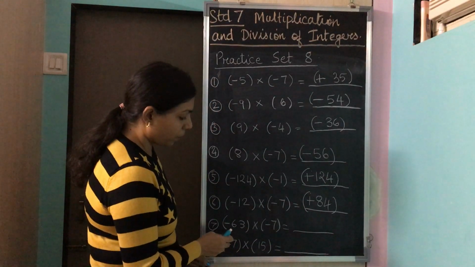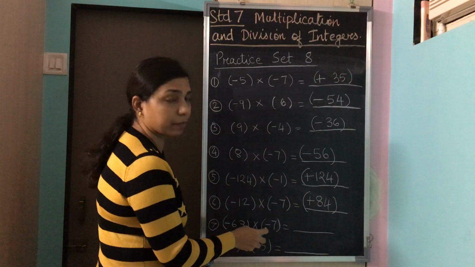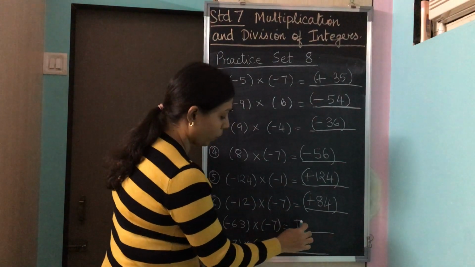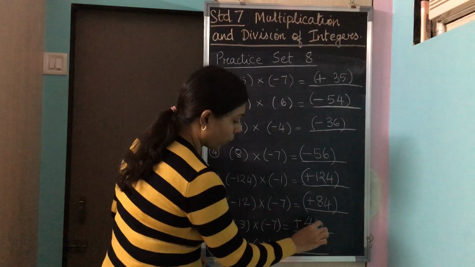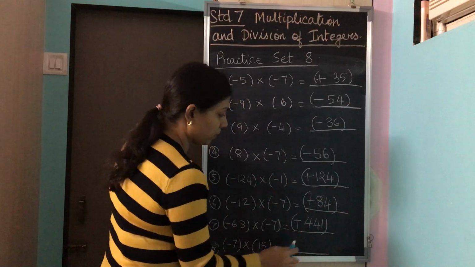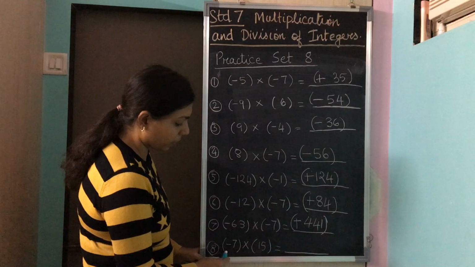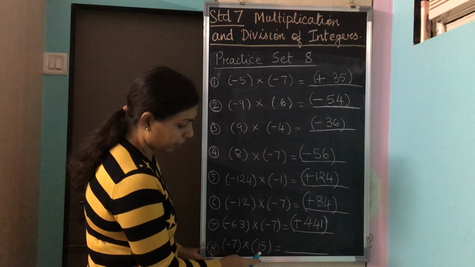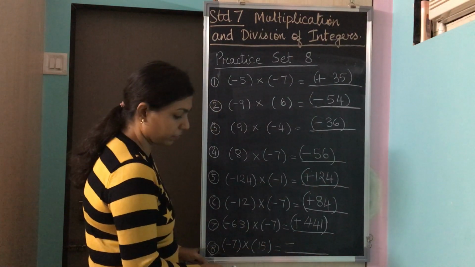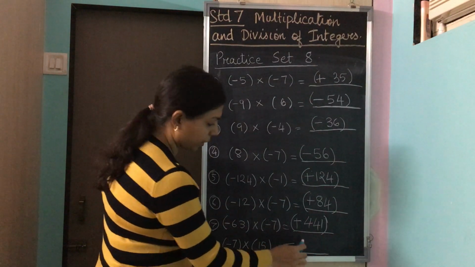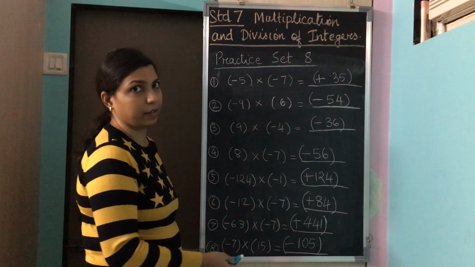The next sum, minus 63 multiplied by minus 7. So negative multiplied by negative, your answer will be positive. 63 multiplied by 7 is 441. So your answer is plus 441. And your last sum, minus 7 multiplied by 15, negative multiplied by positive, your answer will be negative. And 7 multiplied by 15 gives us 105. So your answer is minus 105.